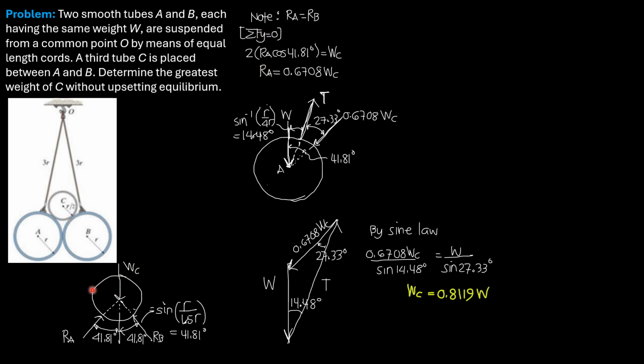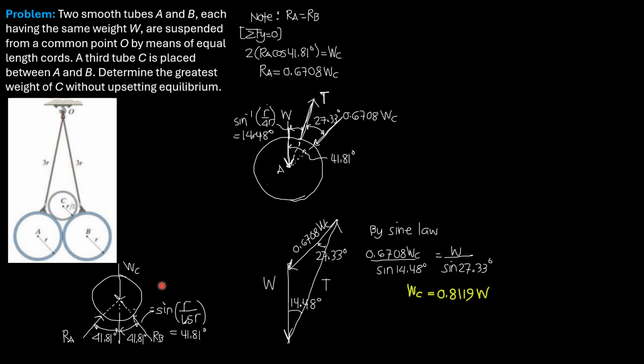So this is the free body diagram of tube C. The weight, we will denote that by W sub C. These are the contact reactions at these contact points, R sub A and R sub B. But because of symmetry, RA equals R sub B. Then this angle here is, as mentioned earlier, arc sine of R over 1.5 R. So inverse sine of R over 1.5 R, that's 41.81 degrees. So I transfer the angle 41.81 degrees there.